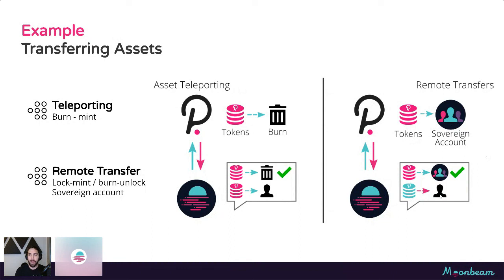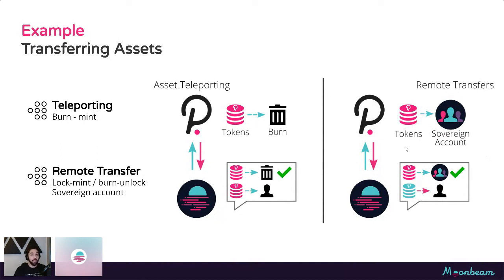One important difference is that these new blue tokens are not the same as the pink tokens. They're like a piece of paper saying, hey, these assets are held in this other account in this other chain, compared to asset teleporting. But when you send these tokens back, you're going to get the origin tokens back. We'll see some examples in the future.